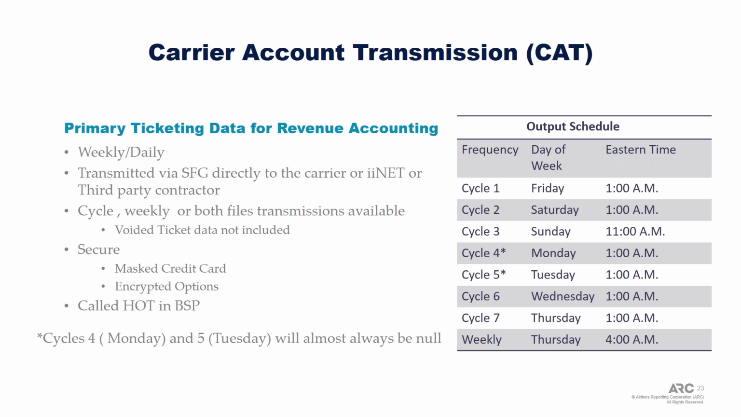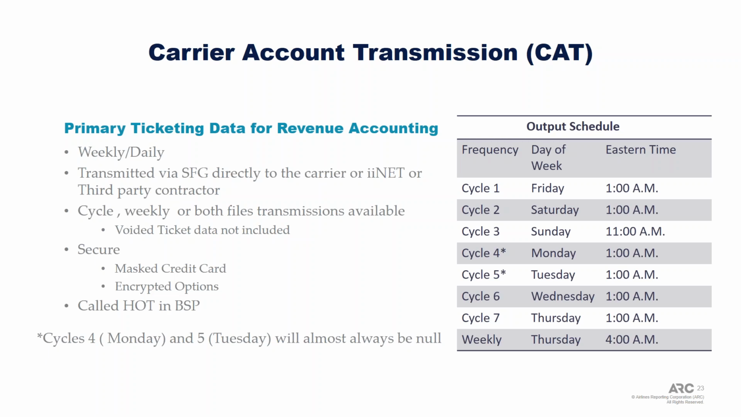The CAT file can be transmitted via SFG directly to the carrier or via IINet. It can be delivered to any of your third-party contractors as well. Cycle, weekly, or both file transmissions are available. Keep in mind that voided ticket data is not output on the CAT files. Only settled data is contained in the CAT files.